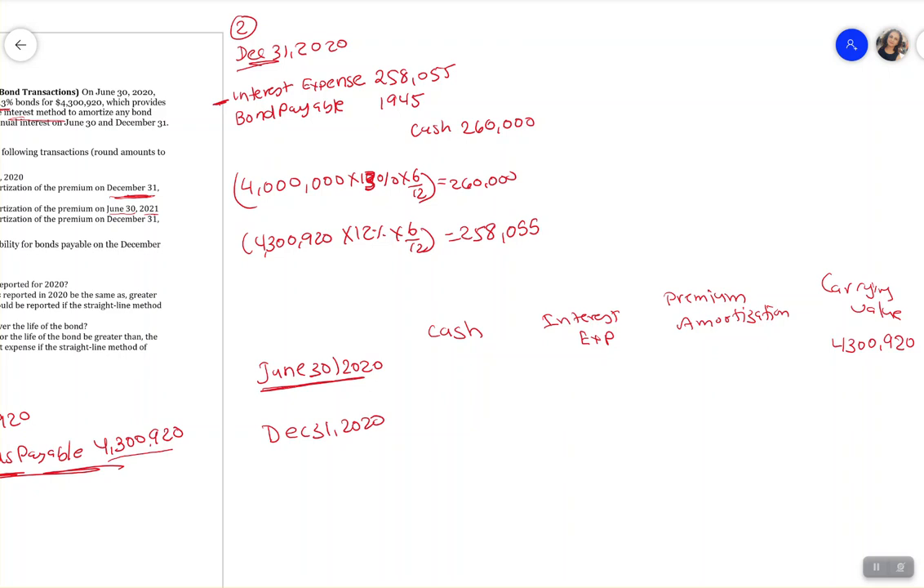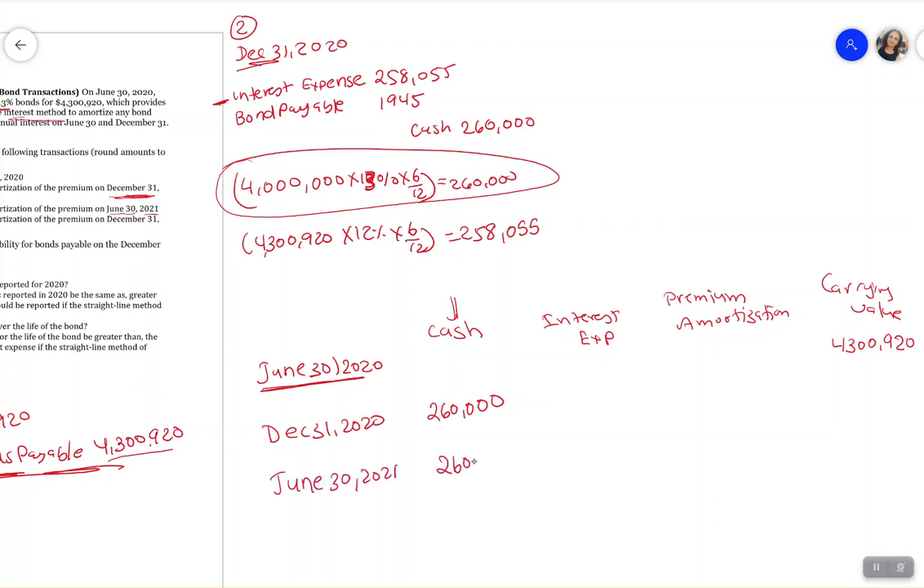So the cash payment does not change. It is going to be the same every year. So this is going to be 260,000, and I think our next payment is June 30th, 2021. I'm just going to put that in there, and then we have December 31st, 2021. That will also be 260,000.